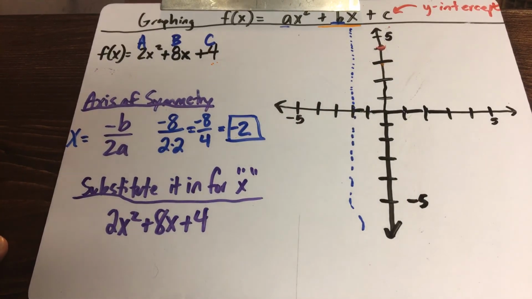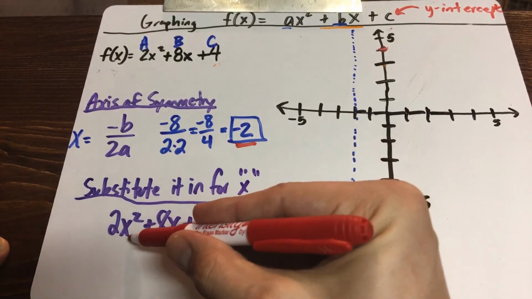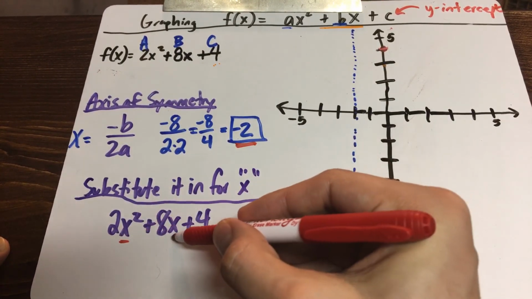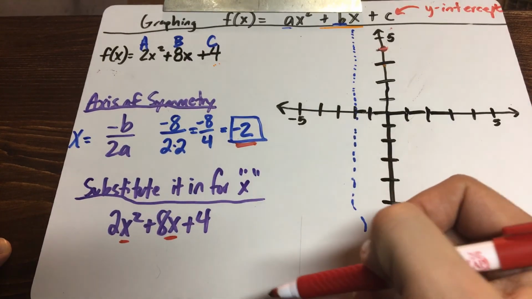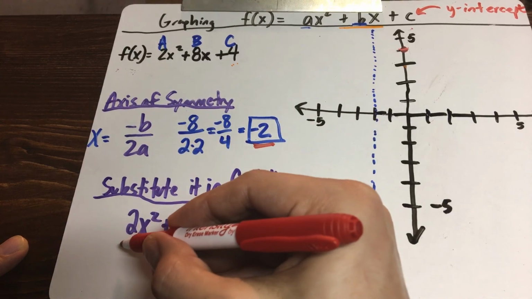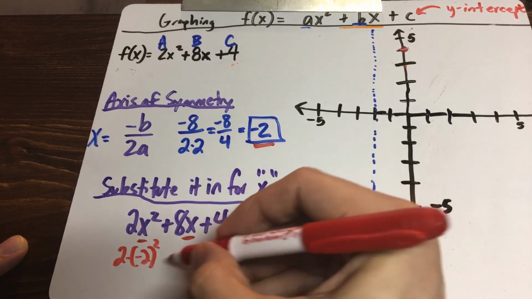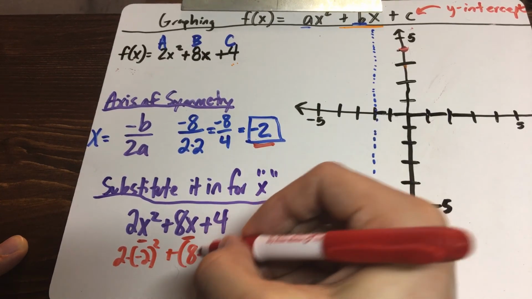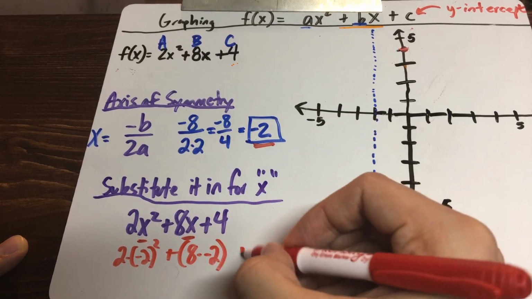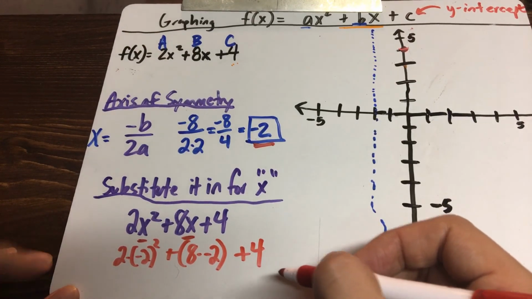And so what you're going to do is take the answer we just got, negative 2, and plug it in right here. Every time you see the letter x, we have 2 of them. We're going to put negative 2 in both of those places. All right, so I'm going to do 2 times negative 2 squared, and then plus 8 times negative 2 plus 4. Okay, and some of you can probably do this in your head, right?